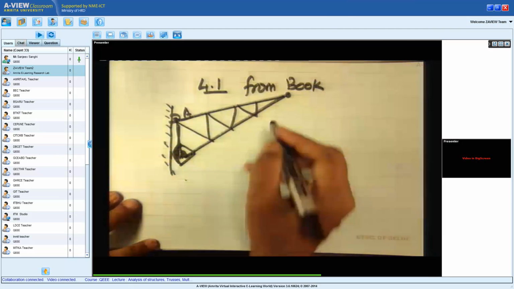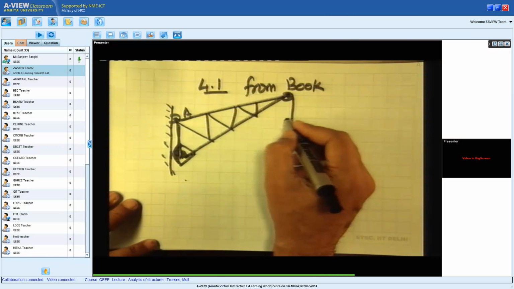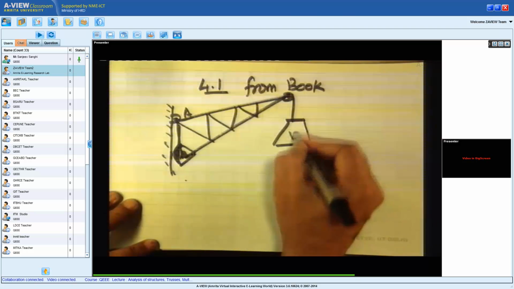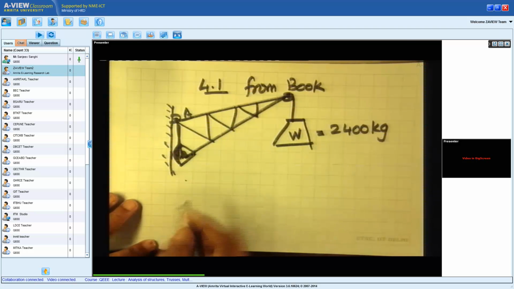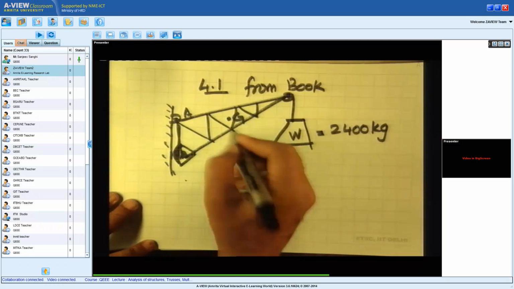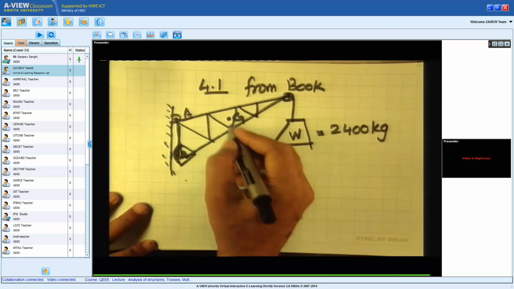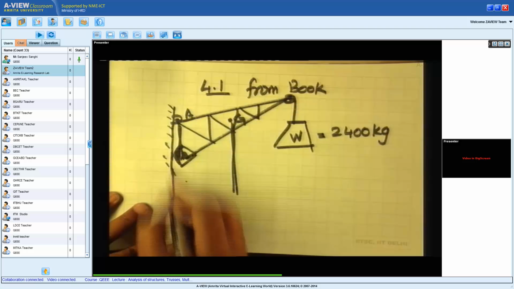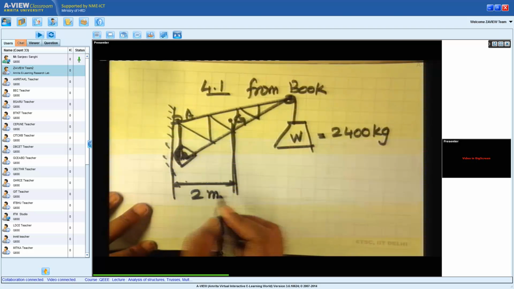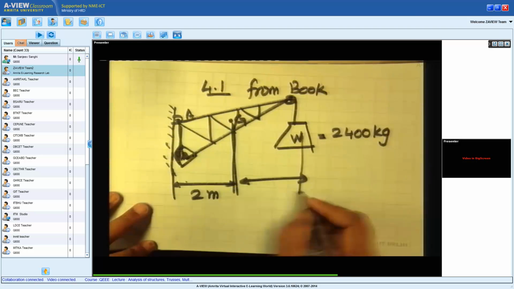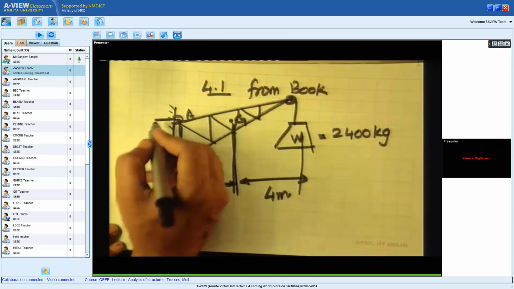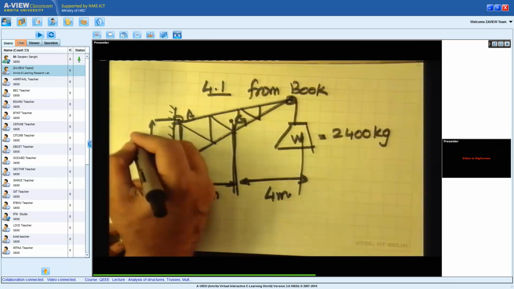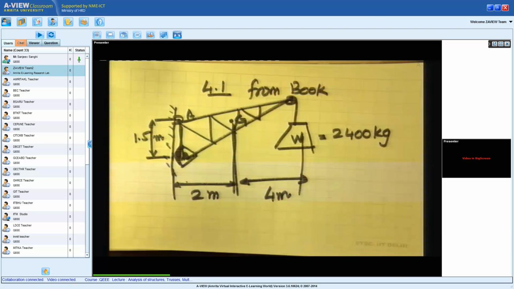So at the point B we have a weight hanging from a pulley, where W is equal to 2400 kg. The center of mass of this crane is at a distance given in the problem. This is 2 meters and this distance is 4 meters. Obviously my figure is not to scale, and this distance is 1.5 meters. I could have drawn a figure to scale, but actually it doesn't matter.